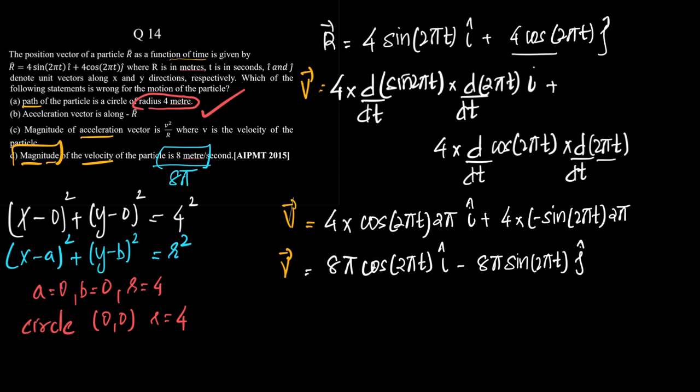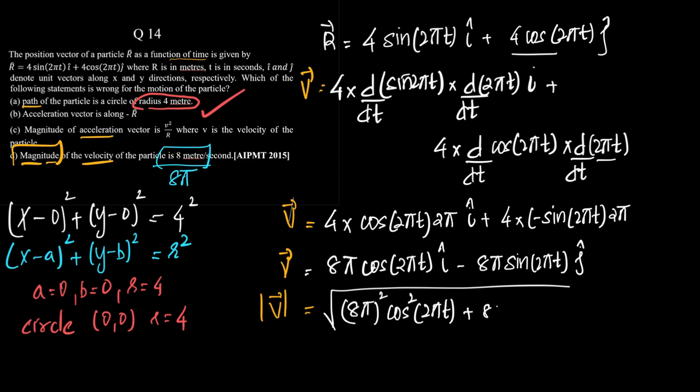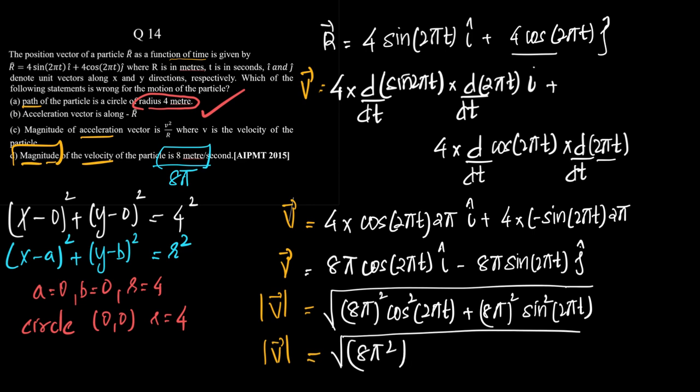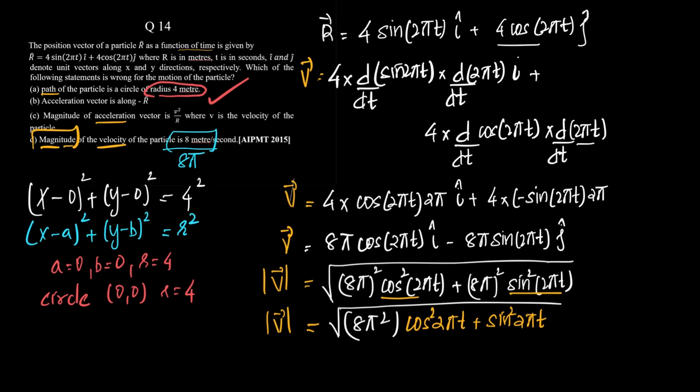And what is the magnitude of the velocity vector? That would be equal to the root of 8 pi the whole square cos square 2 pi t plus 8 pi the whole square sine square 2 pi t. Therefore magnitude of v is the root of 8 pi square; if I take 8 pi square common, what is left? Cos square and sine square. So cos square 2 pi t plus sine square 2 pi t is 1. So we get root of 8 pi the whole square, which is equal to 8 pi.